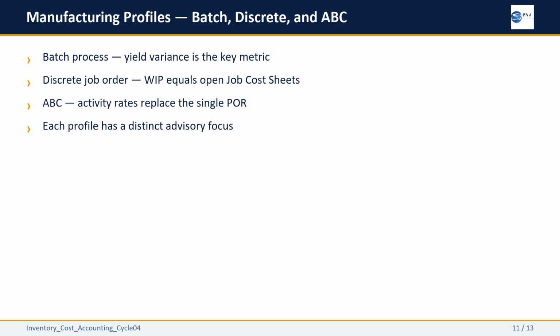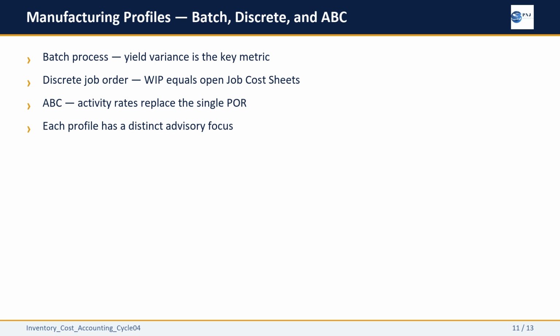Now the manufacturers, where phases B, C, and D come fully alive. For batch and process manufacturers, think process costing with equivalent units, normal spoilage built into the standard BOM and abnormal spoilage expensed, and yield variance as the key metric. Your focus is equivalent unit consistency, normal loss rate accuracy, and yield variance root causes.